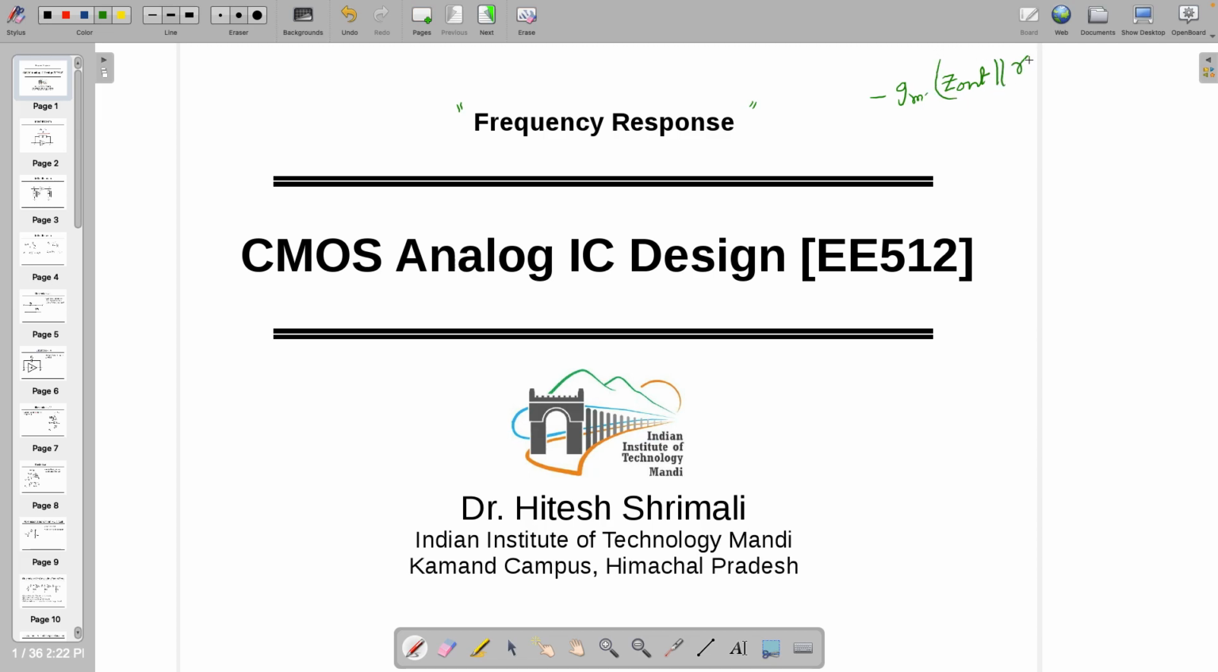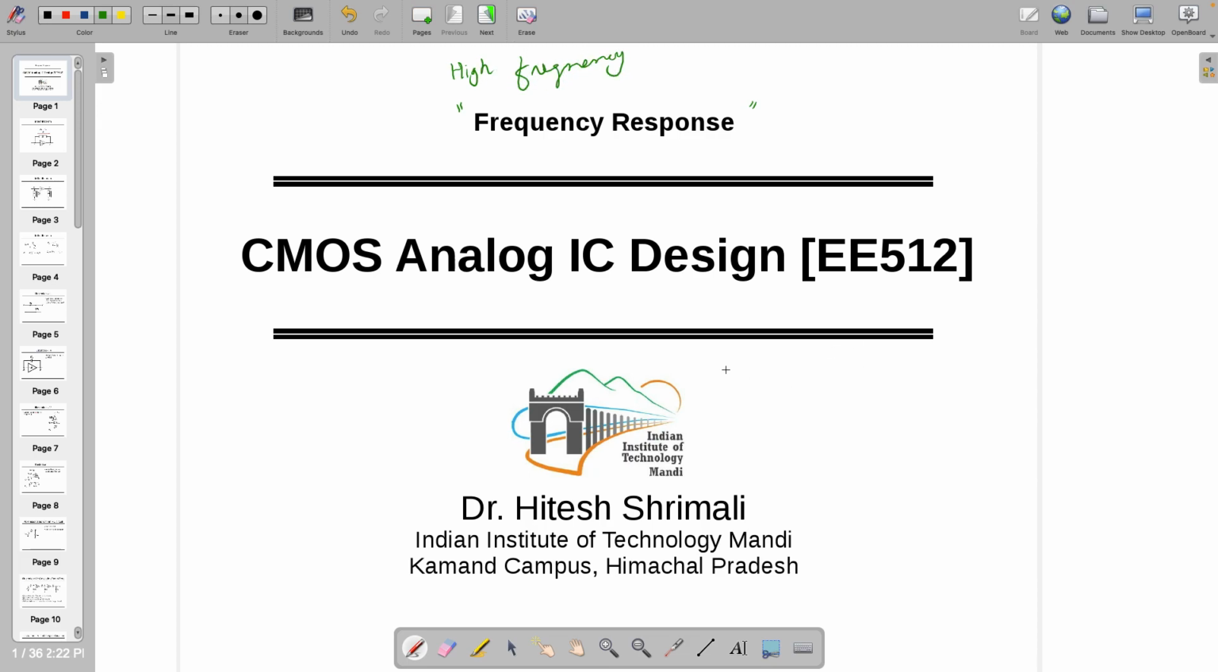So Zout in shunt with RO. Zout does not exist, it is infinity only, right? So that was the thing. But if it is a general question for any value, then you have to include that Zout. So we are talking about frequency response where we are going to the high frequency side, not at low frequency.